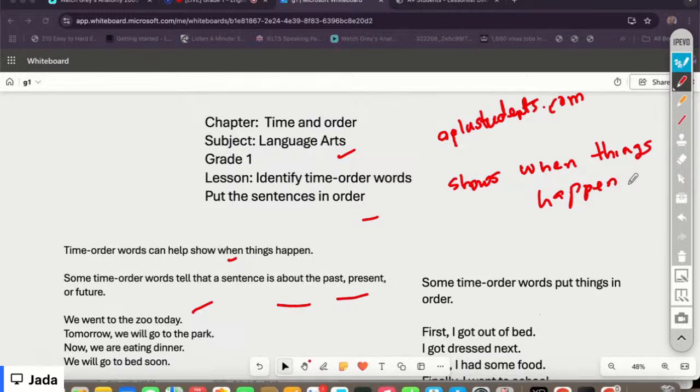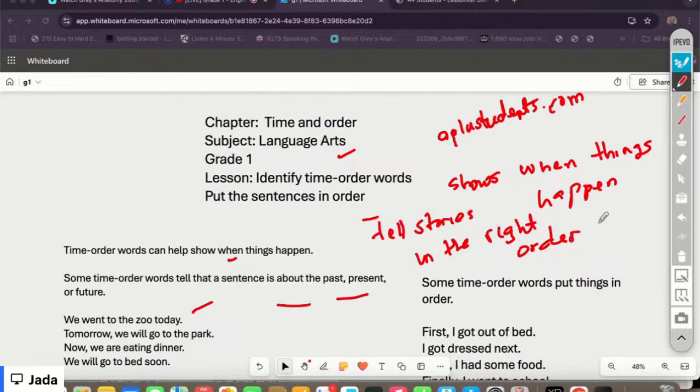All right, so it helps us tell a story. So we tell stories in the right order. Okay, so we can know when a story happened or when something happened. That is why we need time order words.